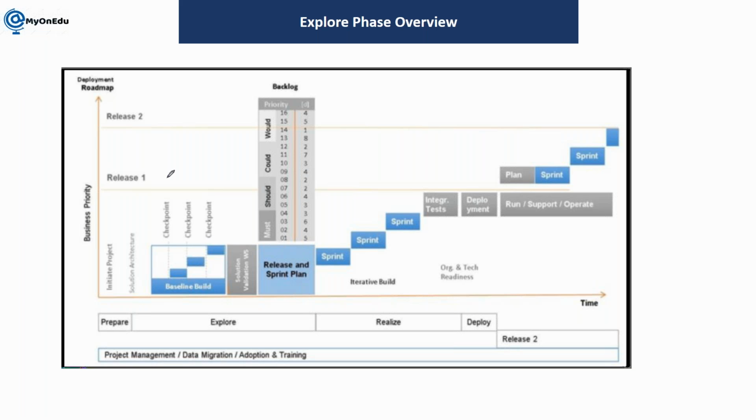Here you will get some more idea about this activate methodology. Here it is prepare, explore, realize, and deploy. In prepare, you are doing initiate project and solution architecture. Then in explore, what are you doing? Baseline build. Baseline build means basic configurations. You are checking, testing, checking. Then what are you doing here? Prepare the backlog. This is the backlog.